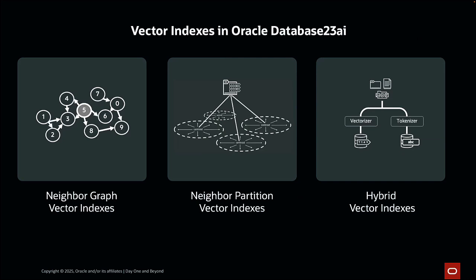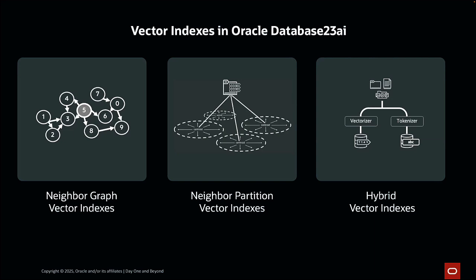Now, the issue with neighbor graph vector indexes is they are memory resident, which is a good thing and a bad thing. The bad thing being that they do occupy space. And there may be a situation where you may not have sufficient memory to accommodate your HNSW indexes. Now, keep in mind with Oracle, because we're storing these vectors in the database as first-class citizens, you can scale them using sharding or real application clusters or globally distributed databases, etc.